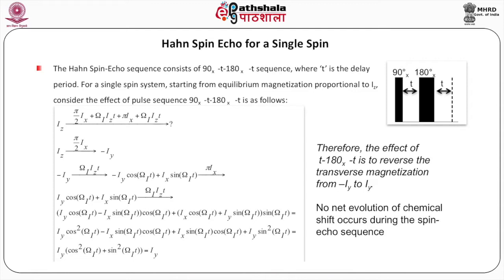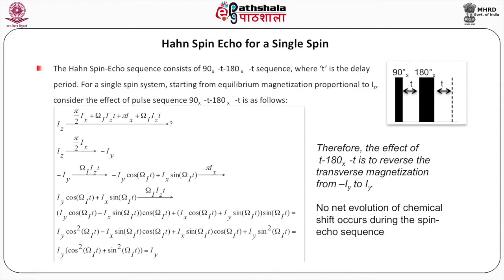So you apply the first 90 degree pulse, and then the magnetization is affected by the free precession term, and then you have a 180 degree pulse and then again the free precession term, and these can be taken in steps. So, Iz under pi by 2 Ix gives you minus Iy. The first free precession term would give you minus Iy cos omega it plus Ix sin omega it.